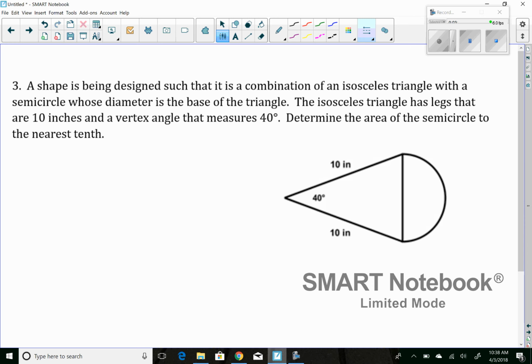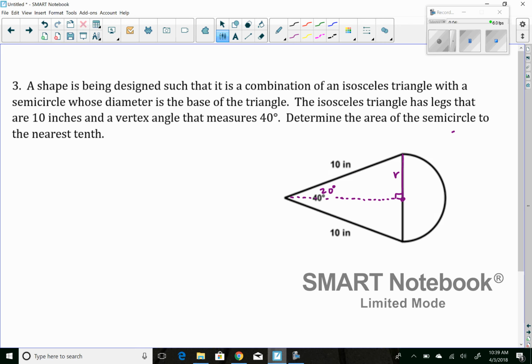So to find the area of the semicircle, we need to find the area of the full circle and cut it in half. Well, to find the area of the circle, I need to know the radius. If I take my isosceles triangle and draw in this altitude, it's going to cut this angle of 40 in half because isosceles triangles have that special feature. Now, if I make this segment the radius of the circle, because it would be halfway, I can find the length of the radius using Sohcahtoa.